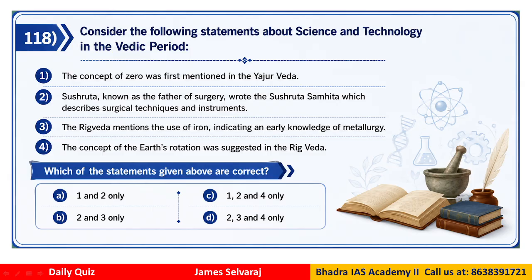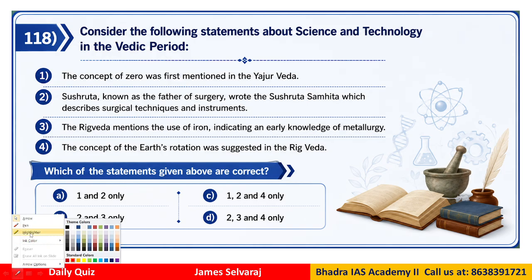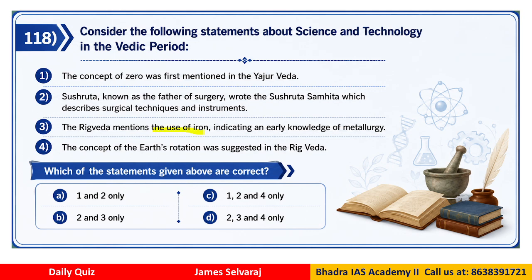Question 118, also from art and culture. Consider the following statements about science and tech in the Vedic period. The concept of zero was first mentioned in Yajurveda. Sushruta, known as the father of surgery, wrote the Sushruta Samhita, which describes surgical techniques and instruments. The Rig Veda mentions the use of iron, indicating early knowledge of metallurgy. The concept of the earth's rotation was suggested in the Rig Veda. Which of these statements are correct? We have 1 and 2, 1, 2 and 4, 2 and 3, 2, 3 and 4.